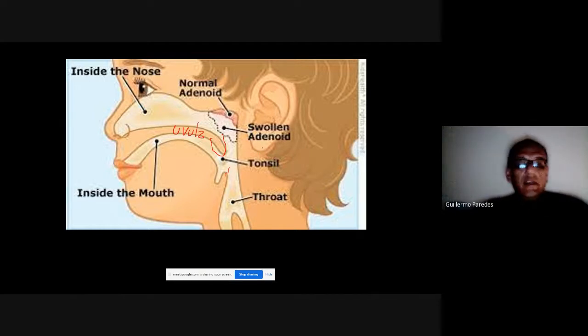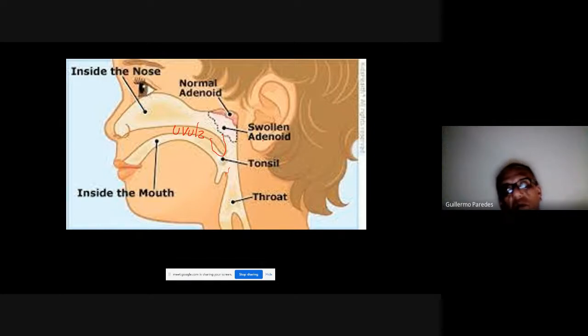The uvula is an extension of the soft palate that is going to be like a bell hanging on the posterior portion of your throat, right? The function of that is to control swallowing. There are other discrepancies here and there, I'm not going to go into that. But above the uvula is where you have the adenoids.